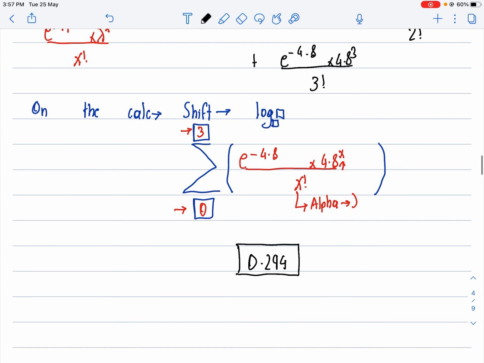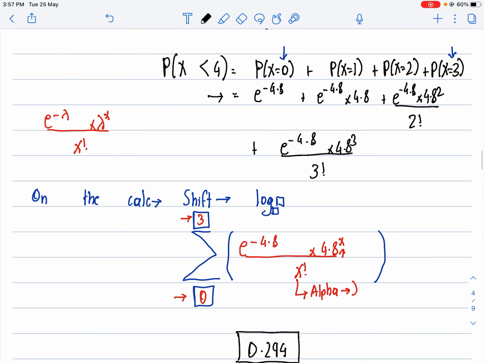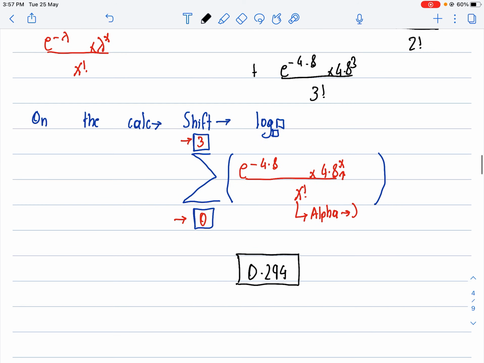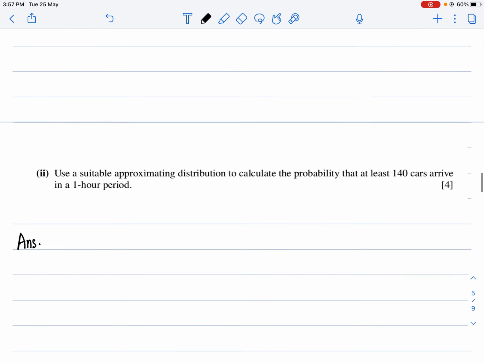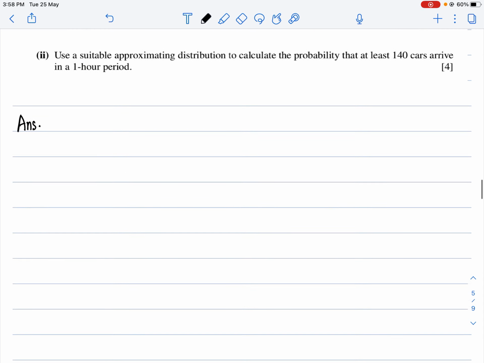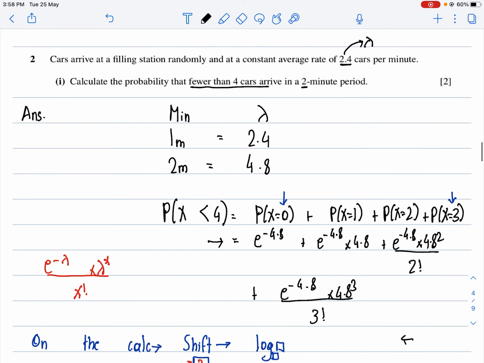It's really important that you write all the steps till here, but when you solve on the calculator, you can use this method. It's way faster than writing the full thing. Now use a suitable approximating distribution to calculate the probability that at least 140 cars arrive in a 1 hour period. So now I can write minutes here and lambda here. In 1 minute, my lambda is 2.4.